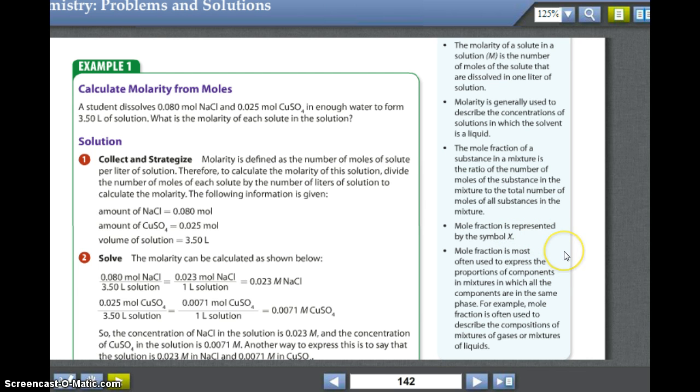Mole fraction is most often used to express the proportions of components in mixtures in which all the components are in the same phase. For example, mole fraction is often used to describe the compositions of mixtures of gases, so where both the solvent and solute are gases, or mixtures of liquids, so where both the solute and the solvent are liquids.